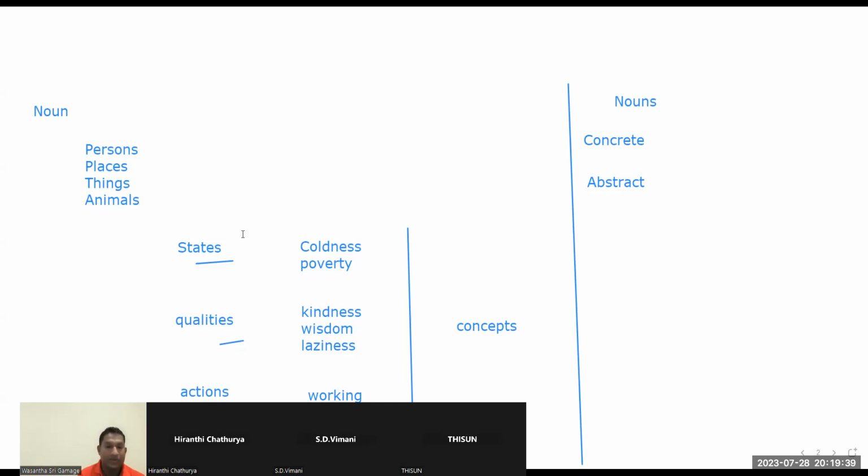There are three types of abstract nouns: states, qualities, actions. Those are nouns, right?